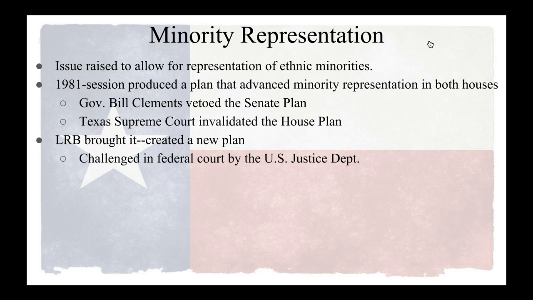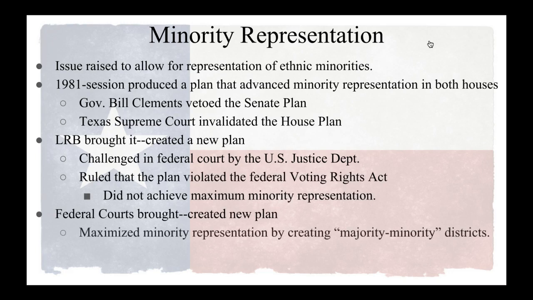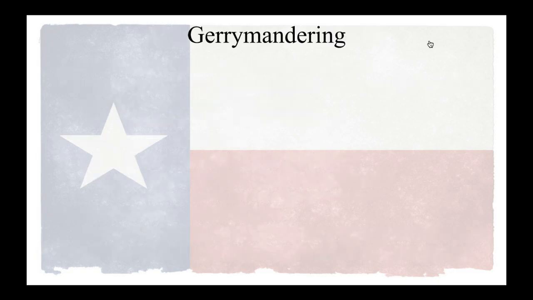So, a new plan is going to be created by the federal court system, and this essentially maximized minority representation by creating what is known as a majority-minority district. And so in 1990 and 2000, there are going to be some similar battles that are going to be fought, but it does eventually lead to minorities being better represented when reapportioning these seats and redrawing congressional districts.